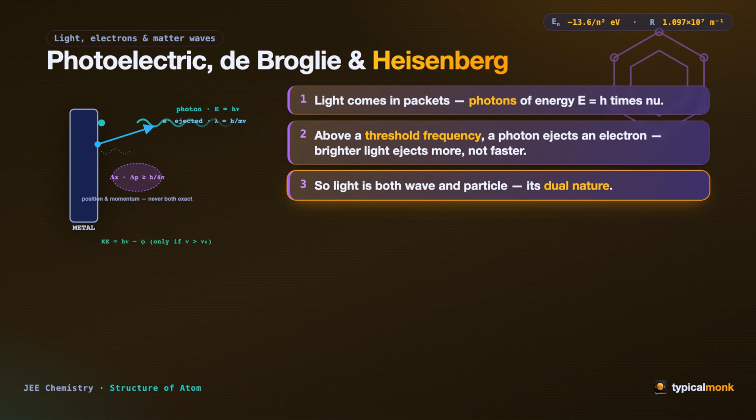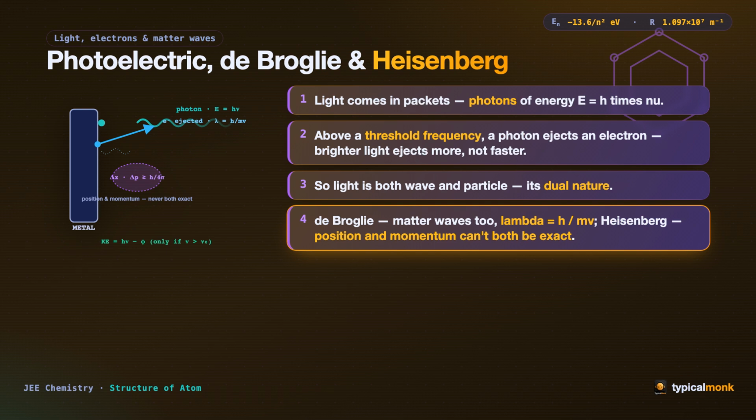Its dual nature. And fourth, de Broglie made the Bohr leap. If light can be a particle, matter can be a wave, with a wavelength equal to Planck's constant divided by mass times velocity. And Heisenberg went further still. Position and momentum of a tiny particle like an electron can never both be known exactly at the very same instant. Together, these two ideas are exactly why Bohr's neat fixed orbits could not be the final picture.